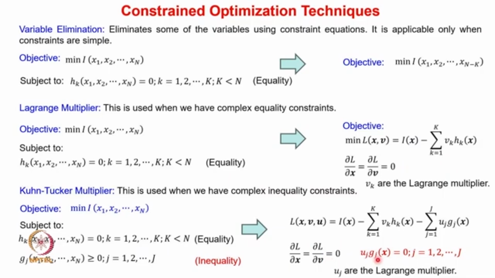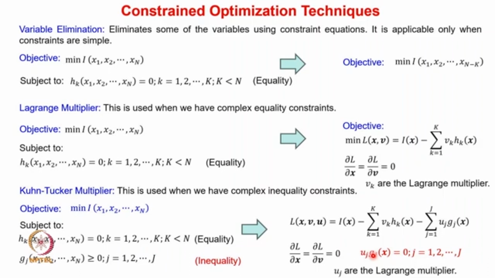In addition to that, there is one more additional condition which comes into the picture, which is called the special Kuhn-Tucker condition. And this special Kuhn-Tucker condition is nothing but what? uj gj(x) equals to 0. So either this Lagrange multiplier uj is 0 or gj is 0. When uj is 0, what it means is the optimum solution is inside the feasible region. It is not exactly at the constraint boundary.